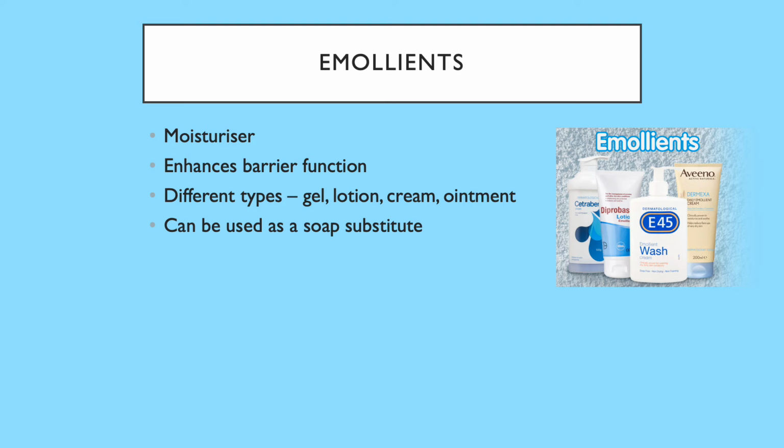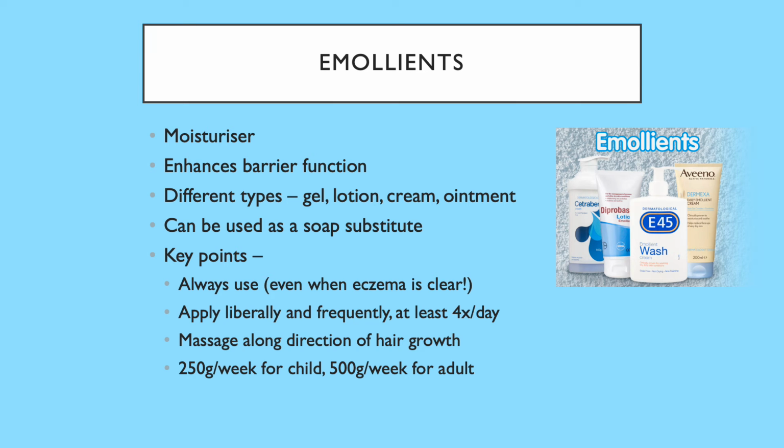Prescribe emollients according to the dryness of the skin and individual preference. Generally, ointments are greasier and better for very dry skin, but they are usually poorly tolerated when compared with creams. Key points to consider: emollients must always be used even when the skin is clear. They should be applied liberally and frequently, at least 4 times a day, and should be massaged along the direction of hair growth. Generally, appropriate quantities to prescribe are 250 grams a week for children and 500 grams a week for adults.